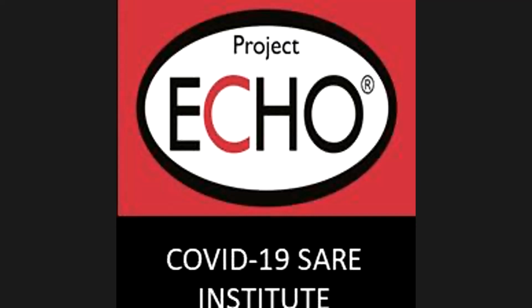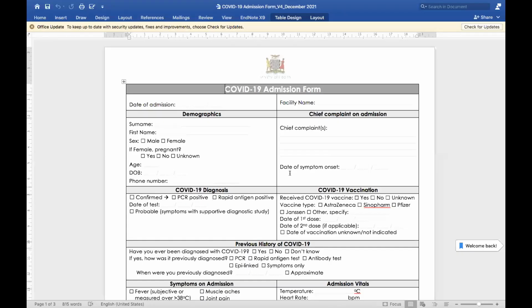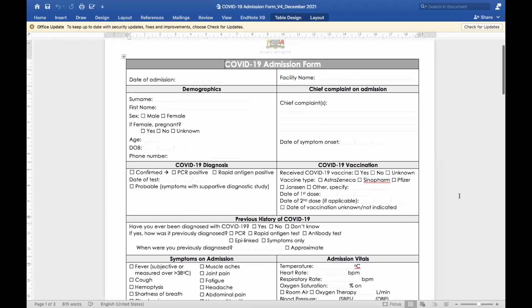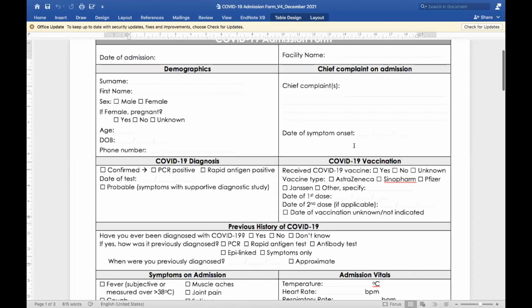Please note that we will share these forms with the rest of the network for use in the various facilities. We were prompted to develop a COVID-19 admission form following feedback. We don't have enough data on how we managed our patients in the previous waves, and also because we are using a paper-based system, we noted that there was a lot of variation in information, so we wouldn't know the oxygen devices that were being used and how much oxygen was being used on our patients. And this has impacted our ability to actually plan for our surges.